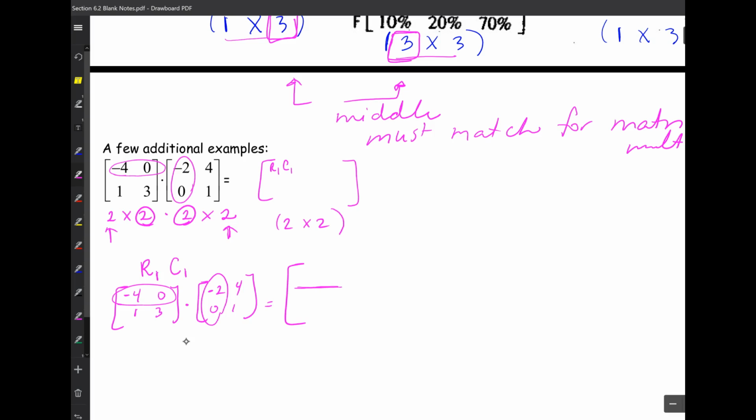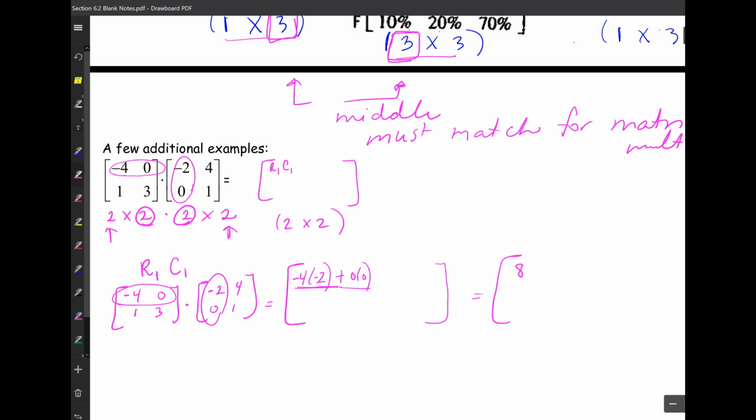So I would take -4 times -2, and I'm going to add that to what? 0 times 0, which is 0. So I can see that the element in that position is going to be +8. Now, why are we adding those numbers? You saw it with the switching brand matrix. You have to add those products to determine the total.